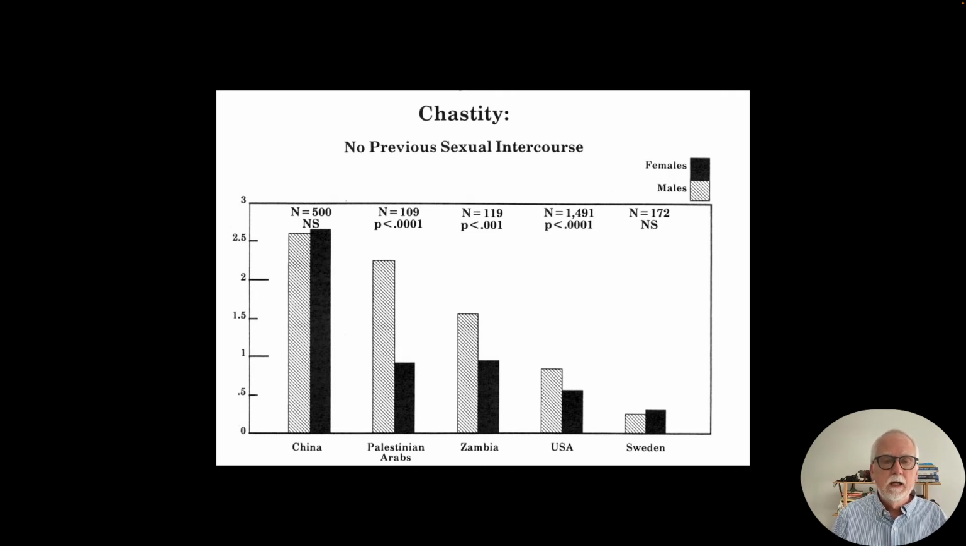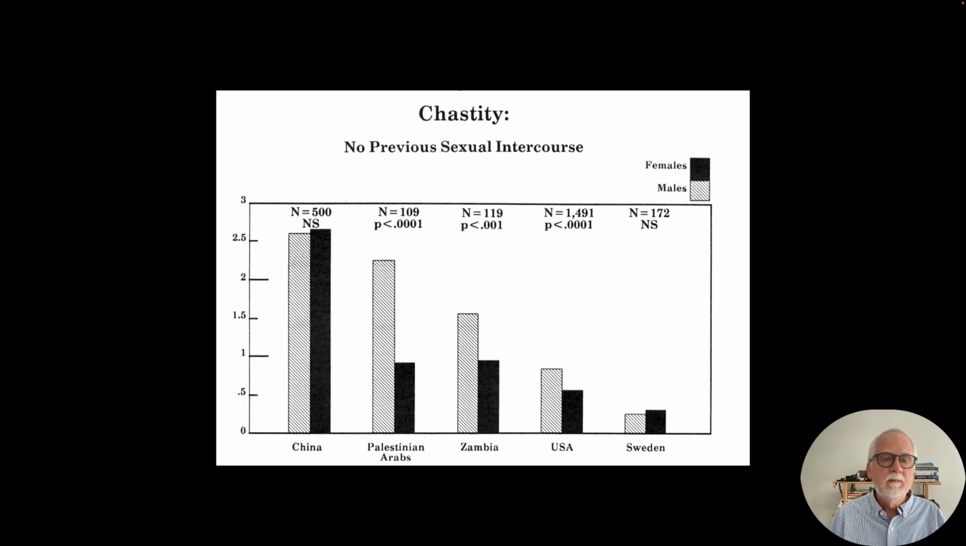For Palestinian Arabs and Zambia participants, you can see that they show a gender difference here, where for males, it's more important for their partners to be chaste. For females, it's not as important. In the US, it's not as important as it is in those other countries, and it's only a slight difference between males and females.